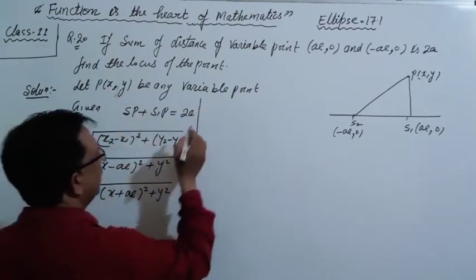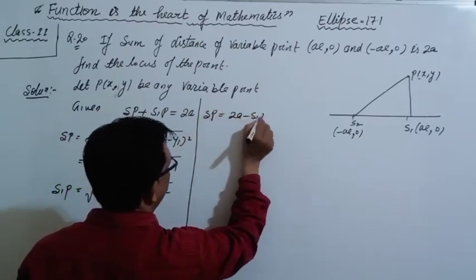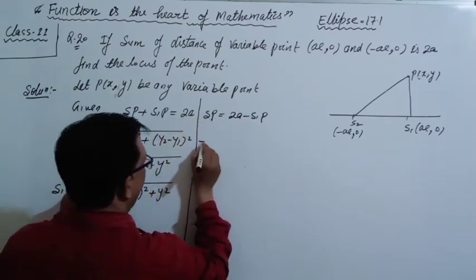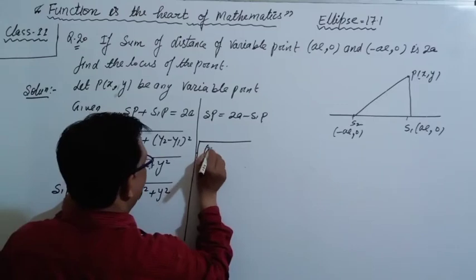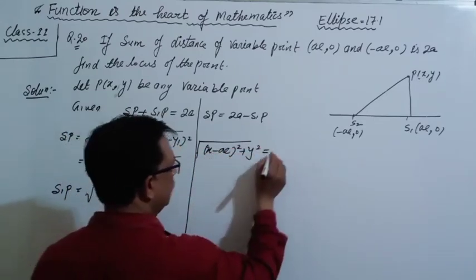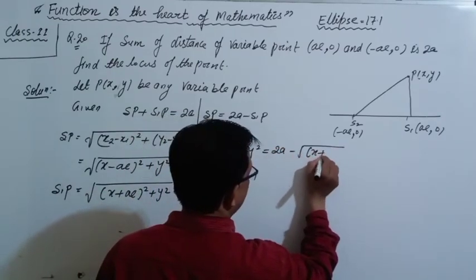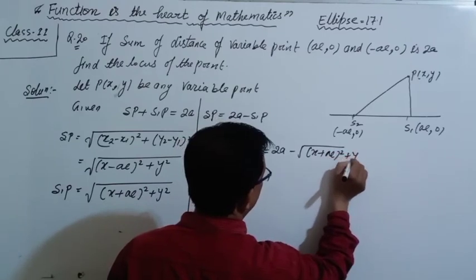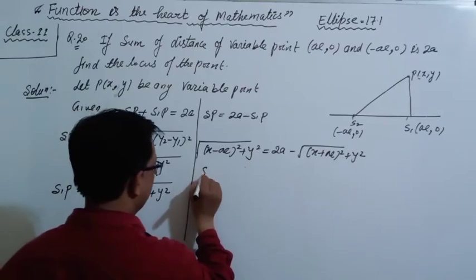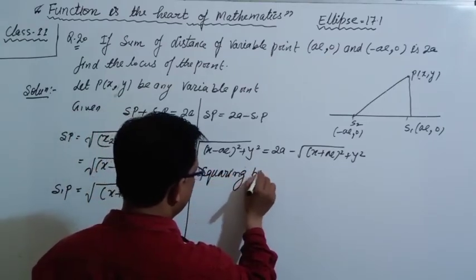Now we substitute all these values here. First we do a small calculation. Let SP be equal to 2a minus S1P. Now we substitute the values. SP, the square root of (x minus ae) whole square plus y square, is equal to 2a minus the square root of (x plus ae) whole square plus y square. Now squaring both sides.